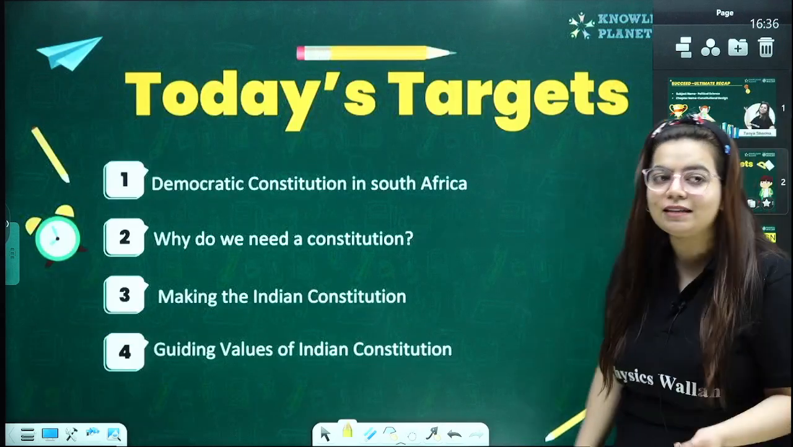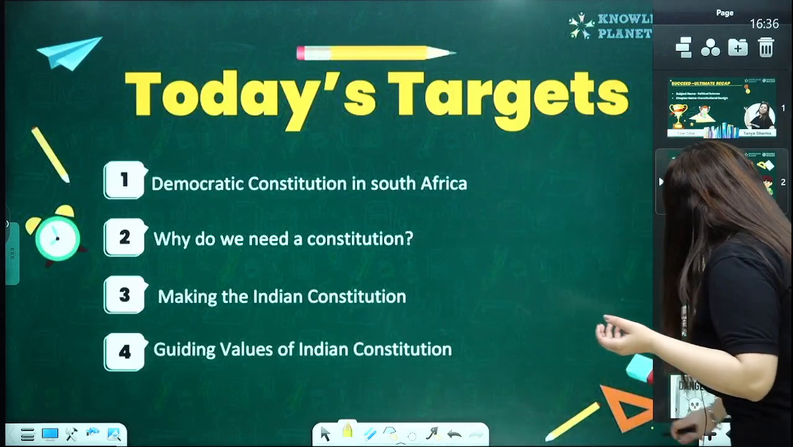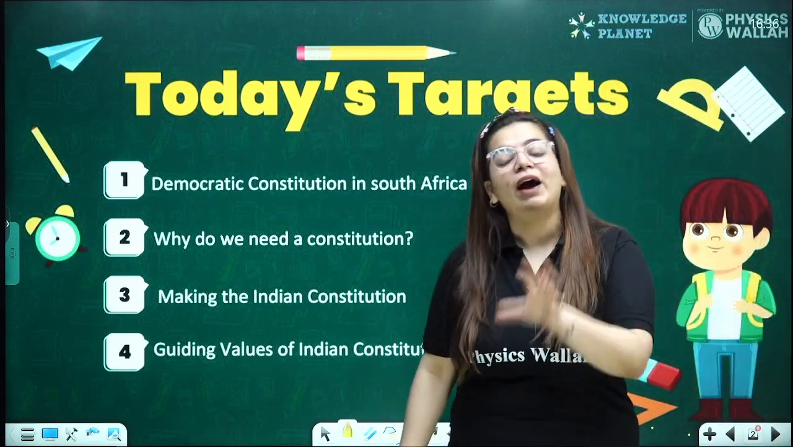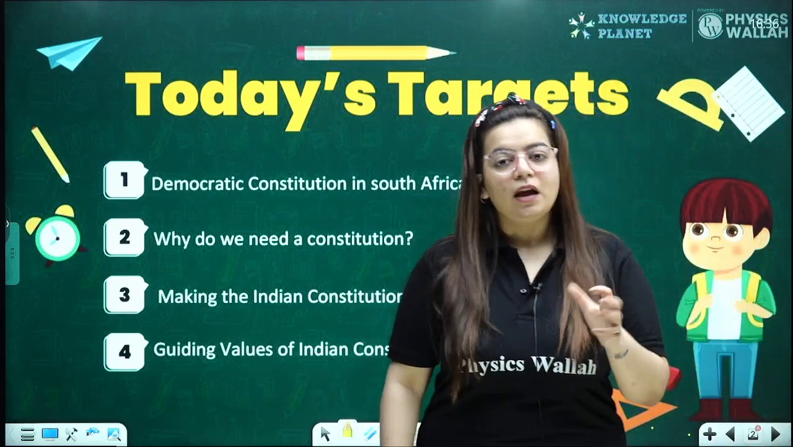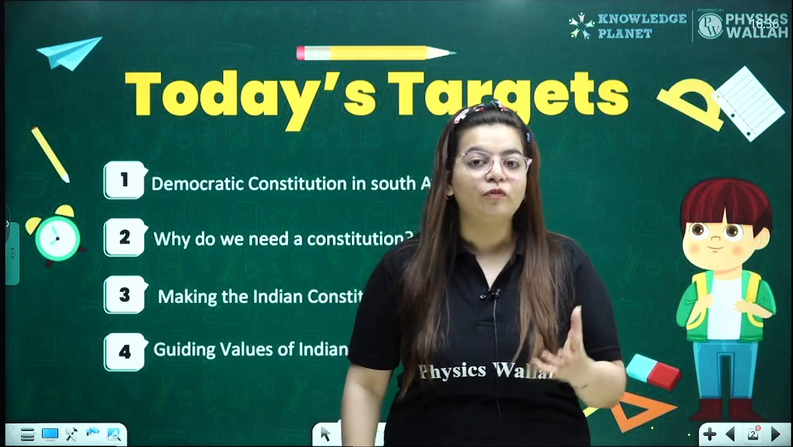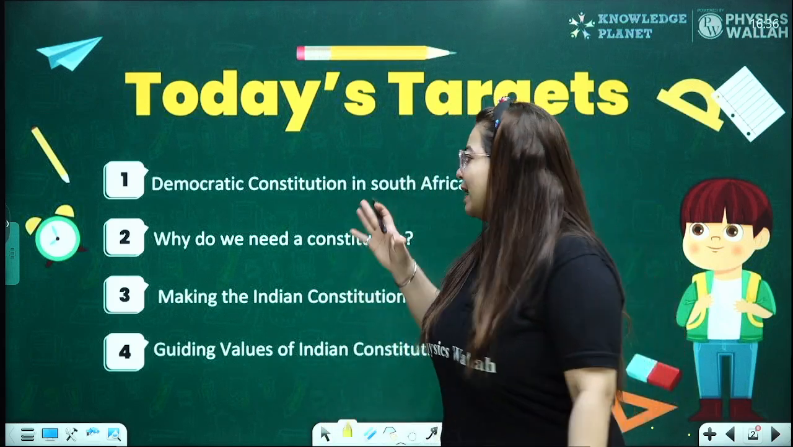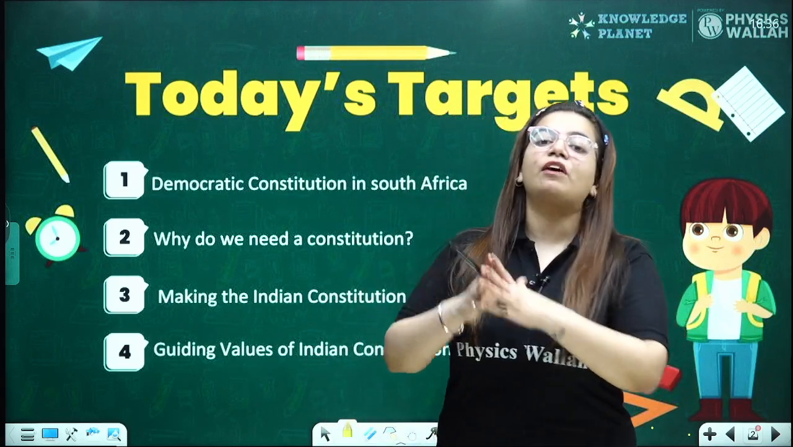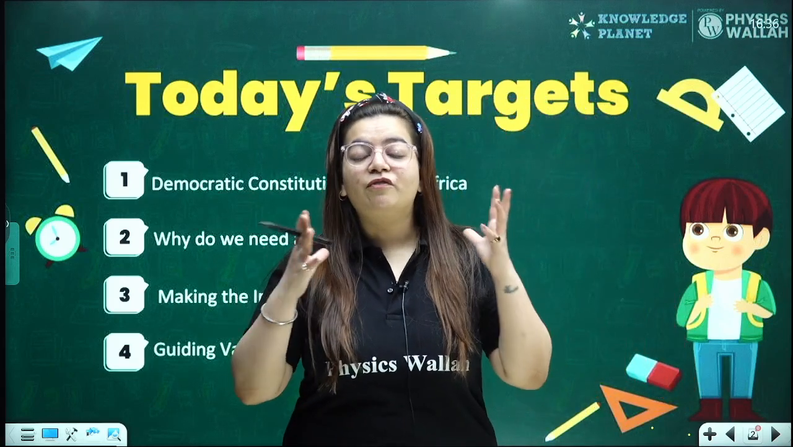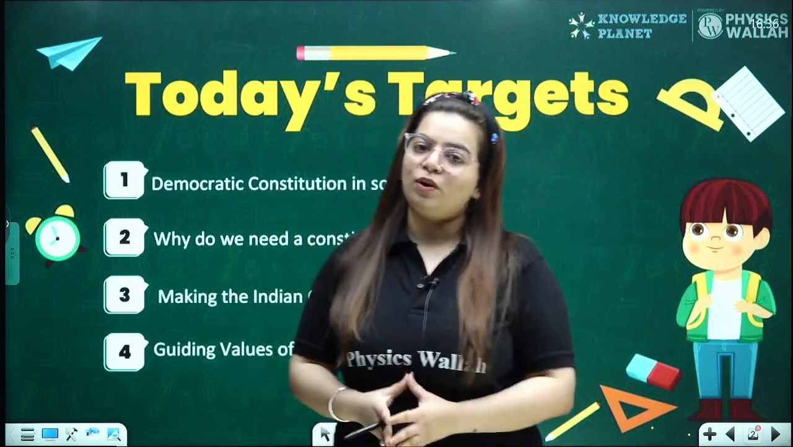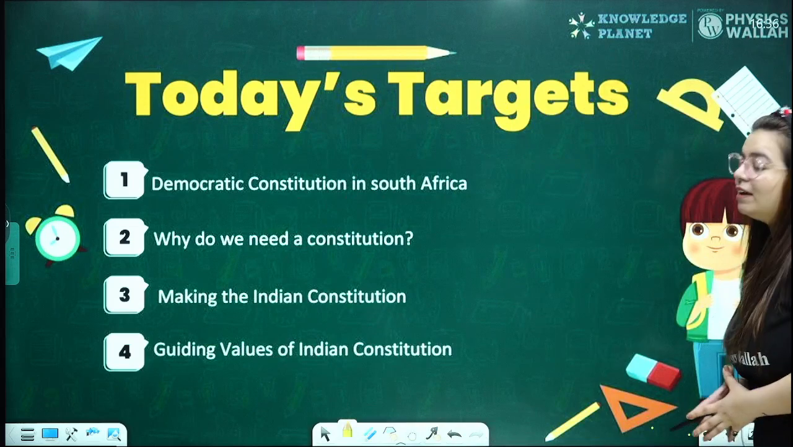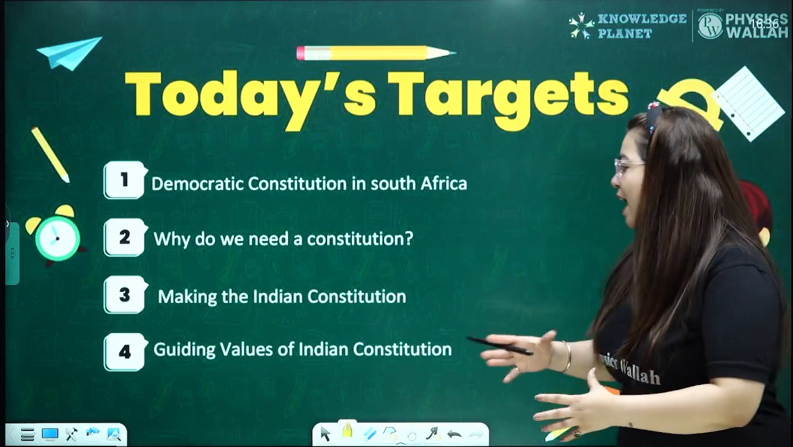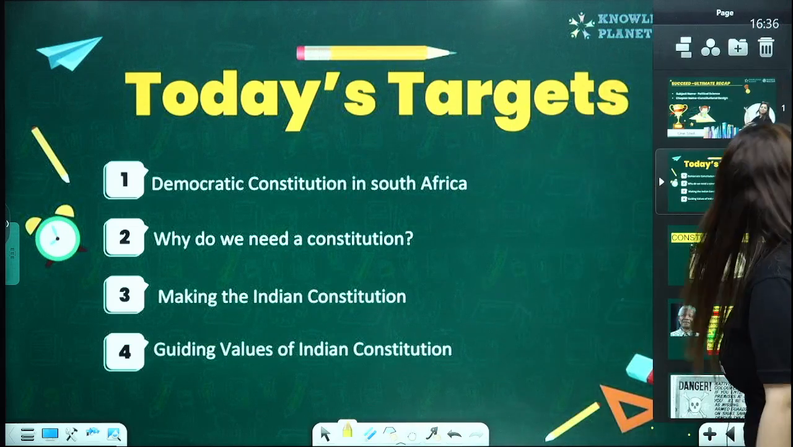First of all, we'll understand what are the major points and why do we need a constitution. Right, what is constitution? It's a rule book, we all know, but why do we need it? Next is how South Africa drew a very beautiful concept of the constitution, and then we'll understand how the Indian constitution was made, and next will be the guiding values of the Indian constitution.